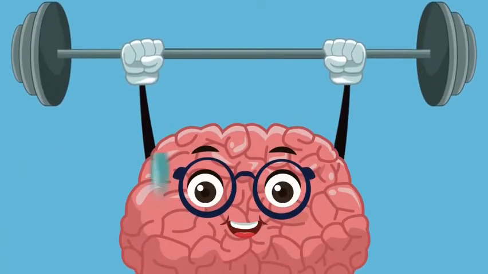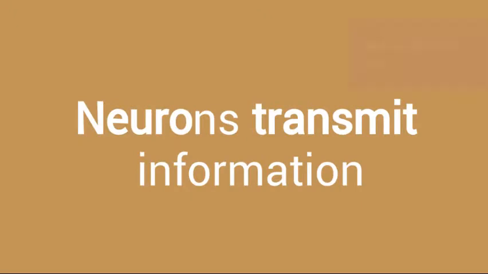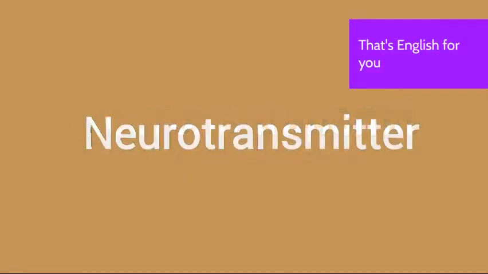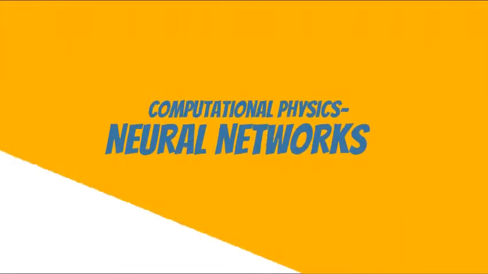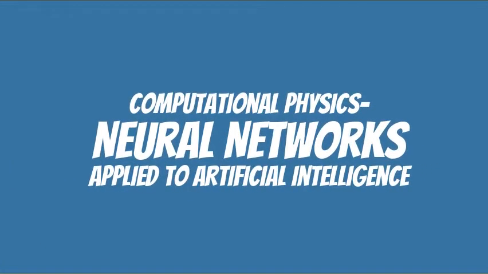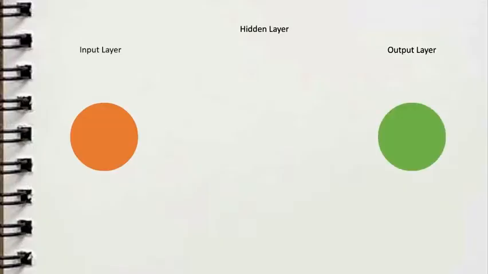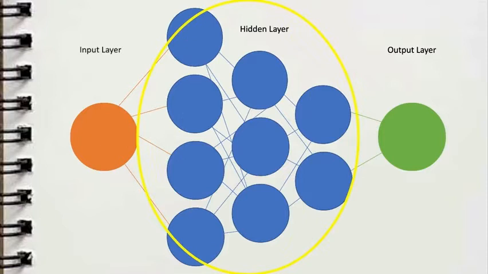The synapses act as a pathway for your neurons to transmit information, hence the word neurotransmitter. All of this is just human biology, but when we synthesize neural networks, we step into the realm of computational physics. There are three main parts to an artificial neural network: the input, the output, and the hidden layers. This is the part of the process that you'll never see, but it happens in mere seconds.